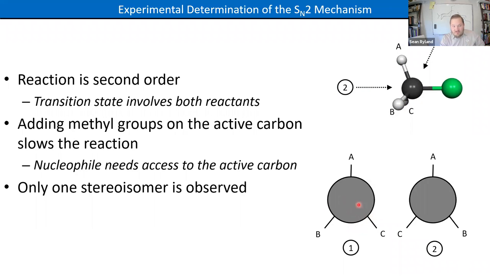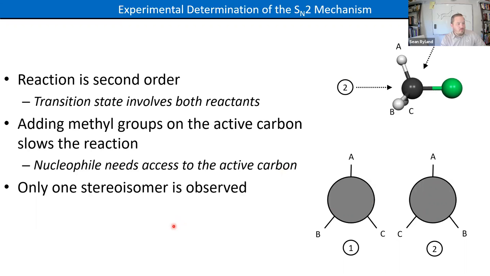In other words, this would be the view from the nucleophile. As the nucleophile approached the carbon, if it approached from side one, it would look like this. You'd have A, B, and C going counterclockwise. If it approached from position two, it'd be going clockwise. I had those backwards. Counterclockwise from site one and clockwise from site two. If you think about the view of the nucleophile approaching the carbon, it's going to be flipped if it's approaching from side one versus side two.